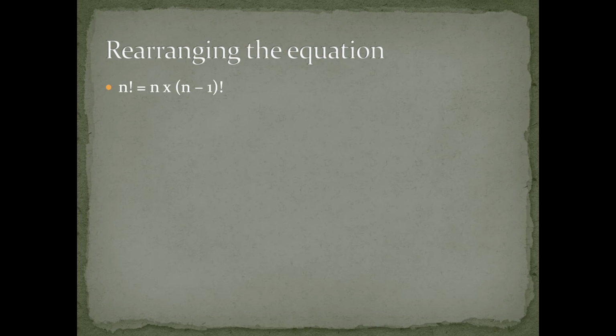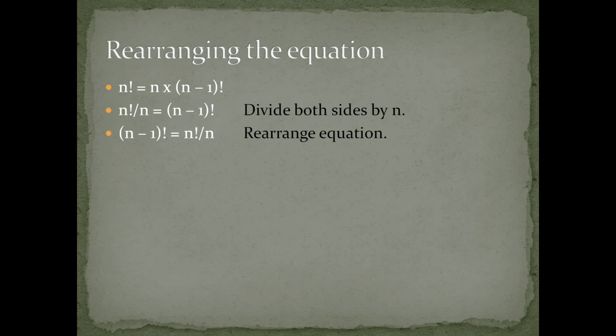After all, if we have n factorial is equal to n times n minus 1 factorial, well, what happens if we rewrite this in terms of n minus 1 factorial instead? To do that, we simply divide both sides by n. The n on the right cancels out, and that gives us n minus 1 factorial, and that tells us that n minus 1 factorial equals n factorial divided by n.